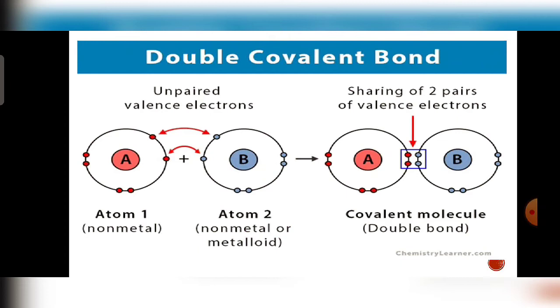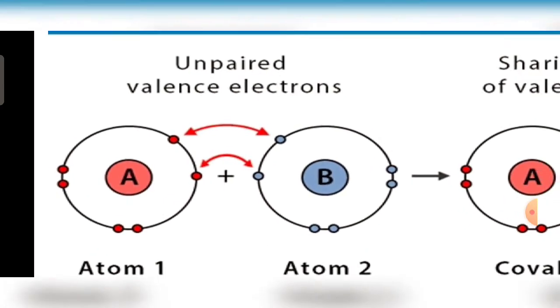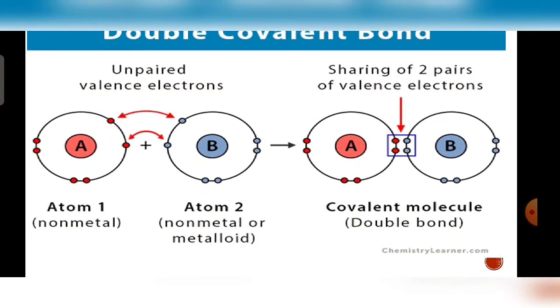And you can see here there are two atoms, any atoms A and B, and when their valence electrons share two electrons, a double covalent bond will be formed by the mutual sharing of two electrons from each atom, and this is called the double covalent bond.